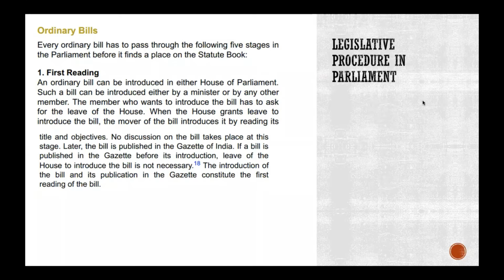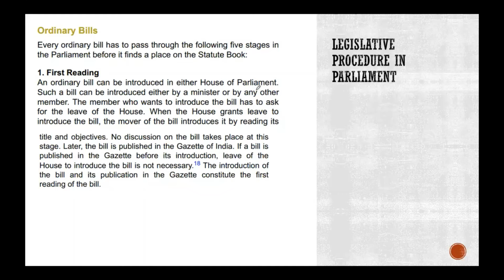Having said that, let's take a look at the first reading, second reading, and third reading. It is given in quite a decent amount of detail in your book. If there are questions on this, I don't think you would be confused. Laxmikanth does a very good job on this. An ordinary bill can be introduced in either house of the Parliament, and the member who wants to introduce the bill has to ask for the leave of the house. That's the way it is introduced.